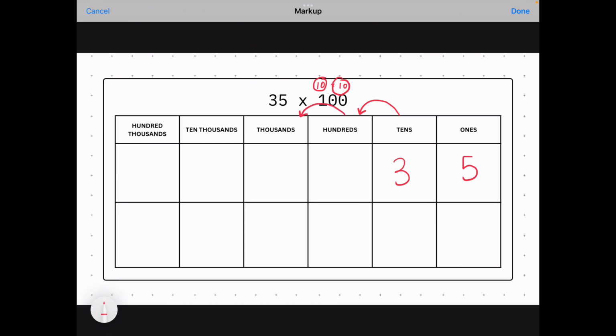So now my 3 goes from the tens place to the thousands place, and my 5 goes from the ones place to the hundreds place, leaving my tens and one spots open for those zeros. 35 times 100 is 3,500. Again, noticing the pattern. This time I multiplied by 100, and I added 2 zeros.